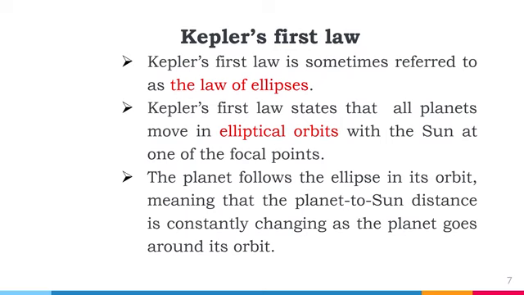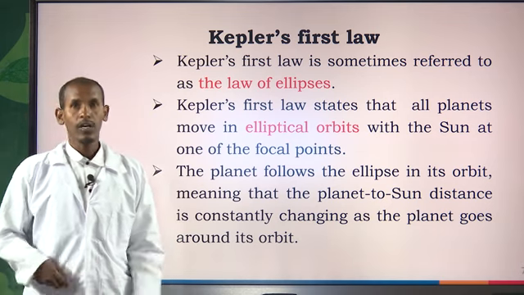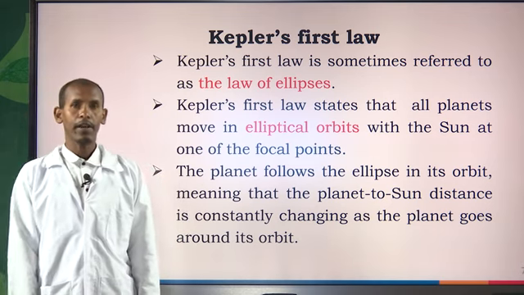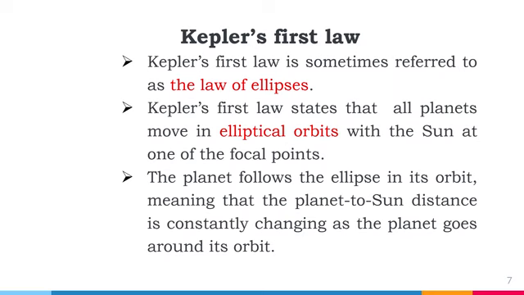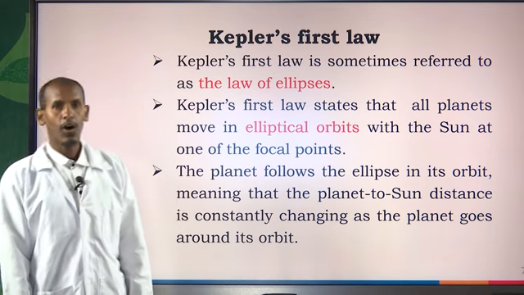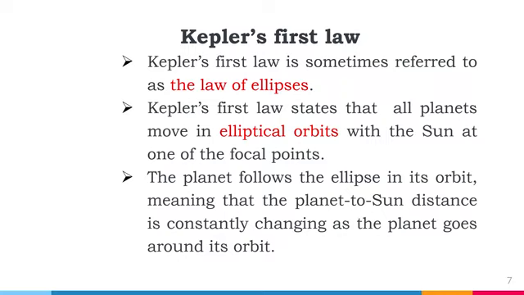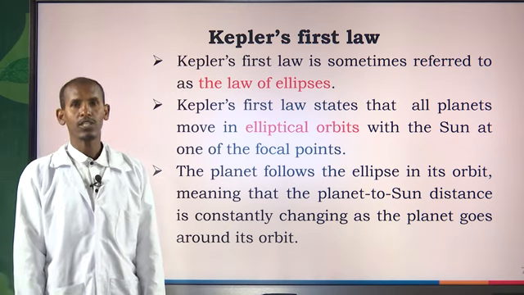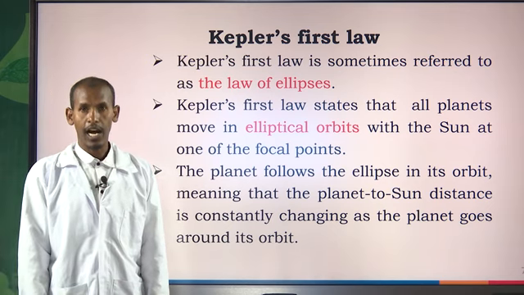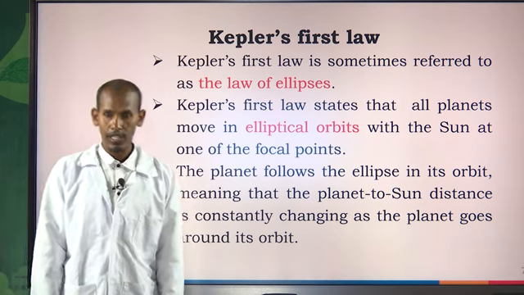Kepler's first law is sometimes referred to as the law of ellipses. Kepler's first law states that all planets move in an elliptical orbit with the sun at one focal point of the ellipse. The planet follows the ellipse in its orbit, meaning that the planet-to-sun distance is constantly changing as the planet goes around its orbit.